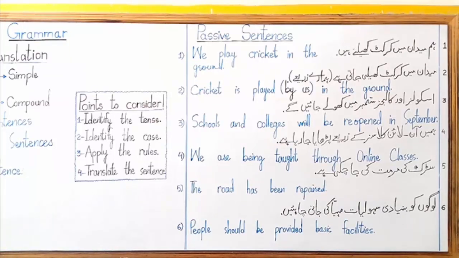Sentence number 2. Okay, sentence number 1 is not a passive sentence. This is an active sentence. I am going to convert that active sentence into passive sentence in sentence number 2. मैदान में क्रिकेट खेली जाती है हमारे ज़रिए. Cricket is played by us in the ground.